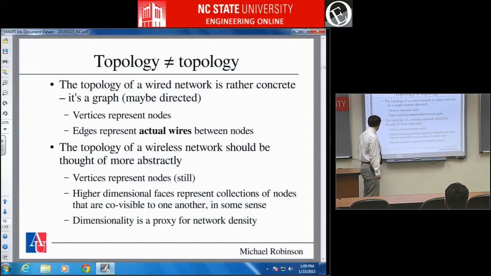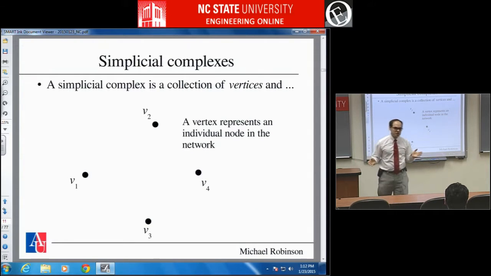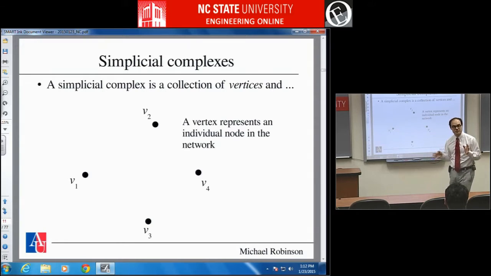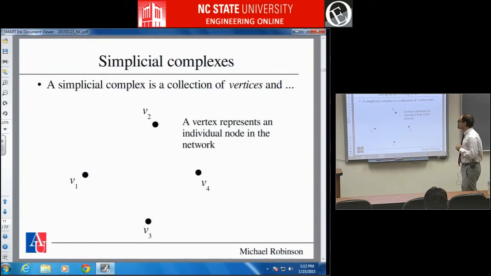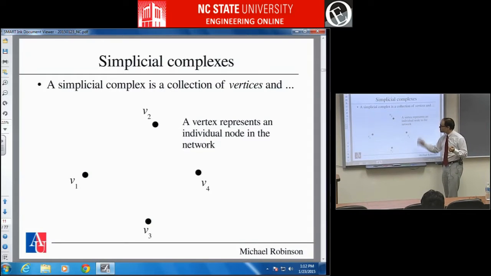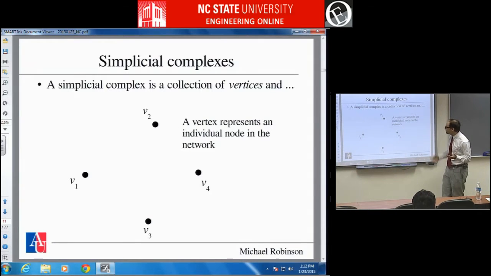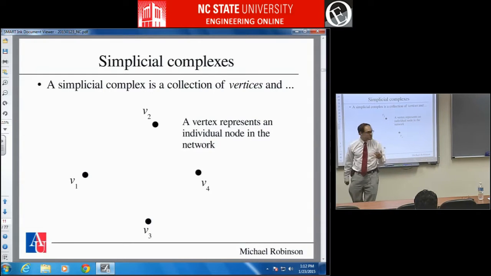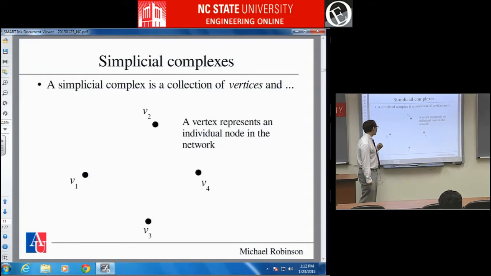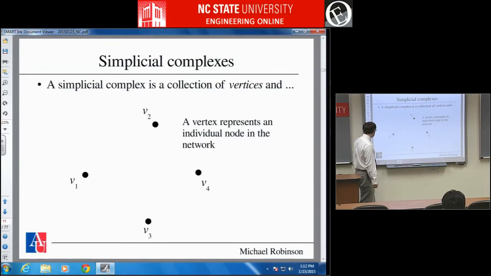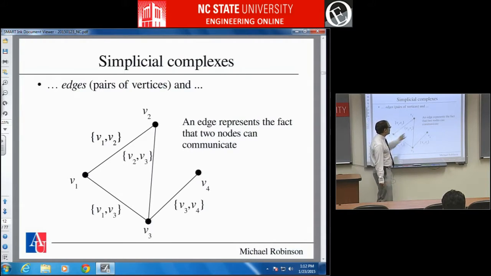Okay, so let's do a little mathematics. We want to build a simplicial complex. A simplicial complex is a representation of a topological space that has all of this machinery. We start out, as you would in a wired network, with a bunch of vertices representing individual nodes. Here are, say, four nodes in my network. They're vertices, and I represent them merely by their labels. Now what about links between them? If nodes V1 and V2 can communicate, I can put a link in there. If V1 and V3 can communicate, I put a link in there. If V2 and V4 cannot communicate, then I don't put a link in there. This is just like a wired network. Nothing too fancy there.